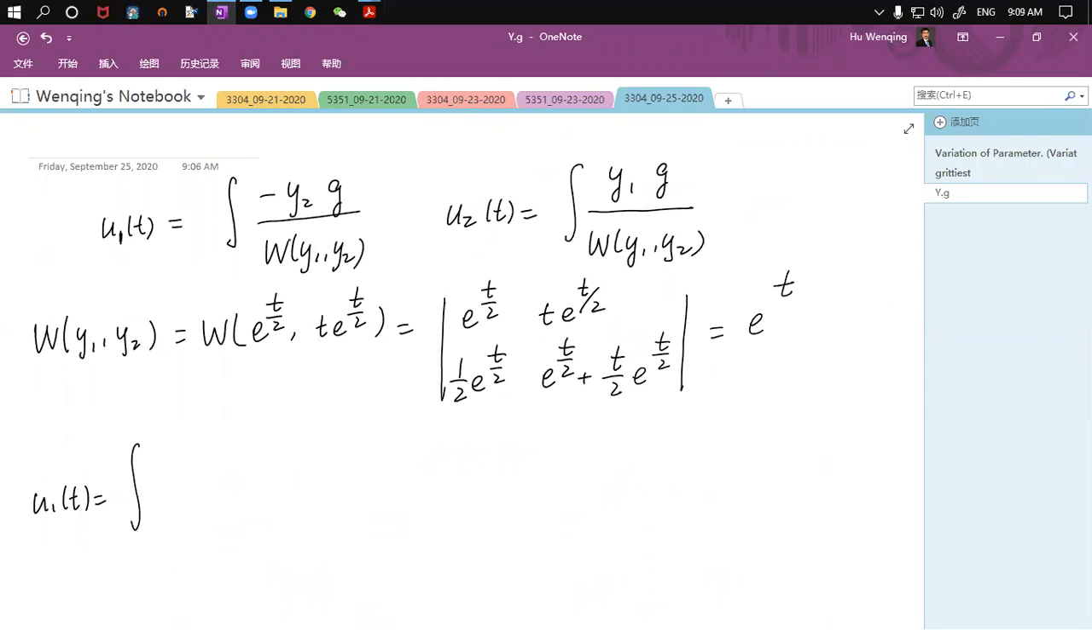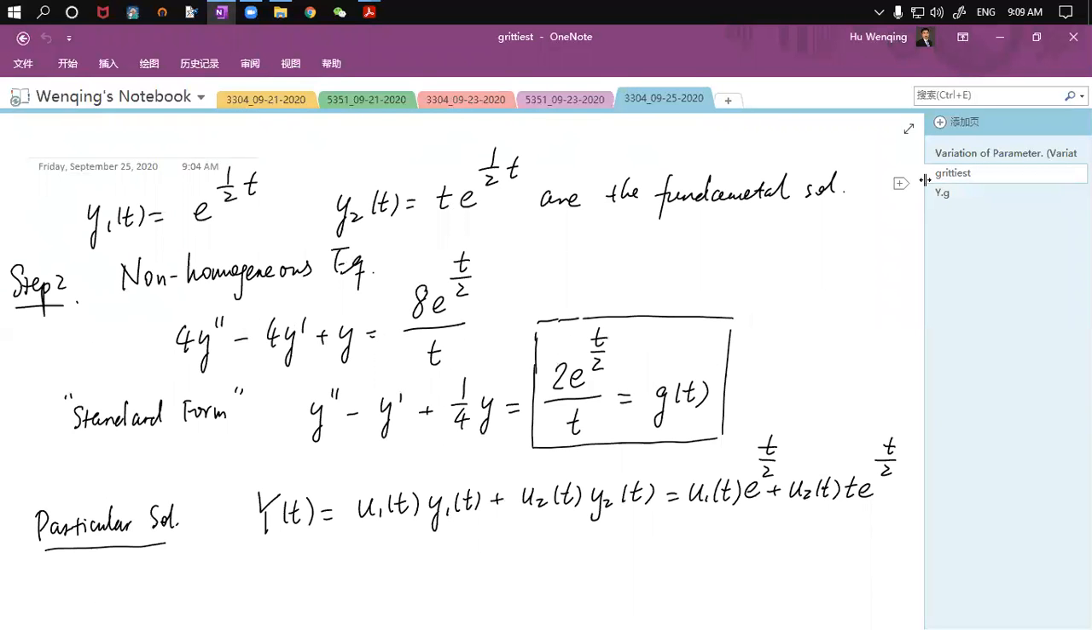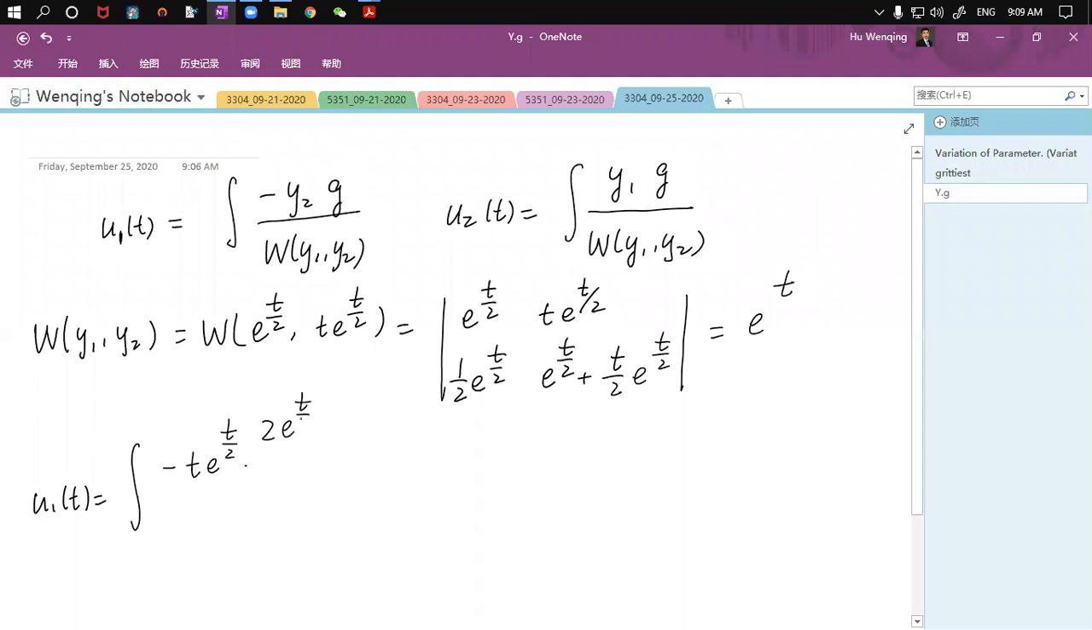That being said, u1 of t is the integral of minus y2. y2, remember, is t times e power t over 2. And what about the g? Well, the g is given by 2 e power t over 2 over t. And then divided by the Wronskian, which is e power t. So in the end, the e power t over 2 cancels. So that's minus 2t. Some people say we're going to add plus c. But you don't really need to. The indefinite integral means that you can pick any antiderivative. We explained it last time. If you are not clear with this, you can watch the video for the last lecture.